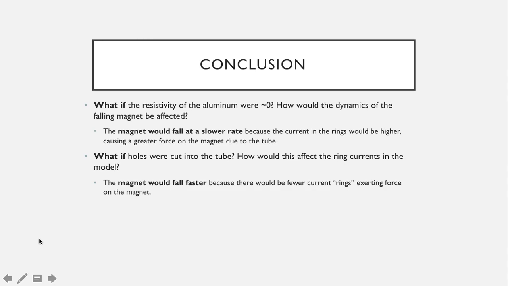So what if the resistivity of the aluminum was 0? How would that change the dynamics? Here the magnet would fall slower because the current induced in the rings would be higher, causing greater force on the magnet due to the tube. And then also, what if there were holes in the tube? The magnet would then fall faster because there'd be fewer current rings in the tube exerting a force on the magnet.